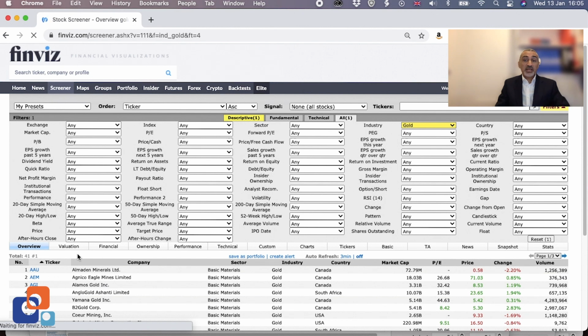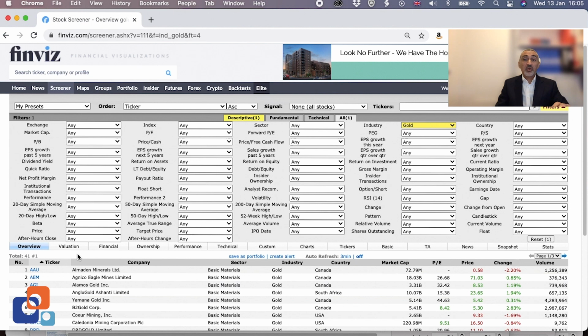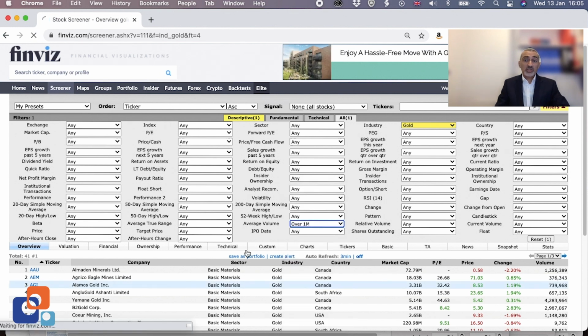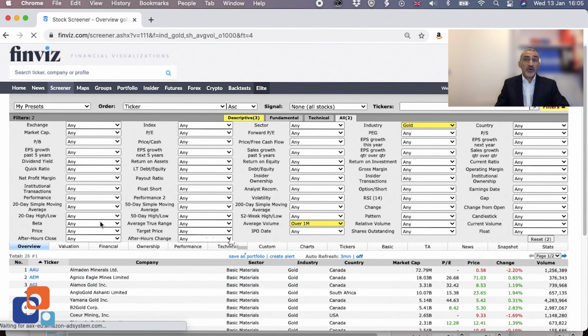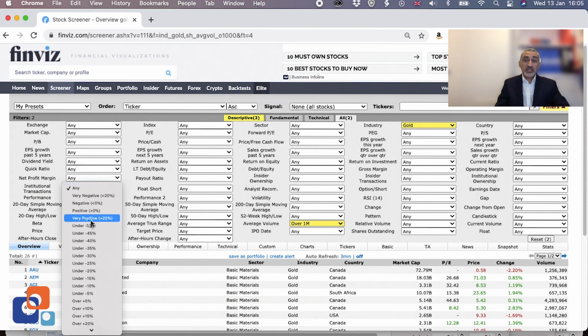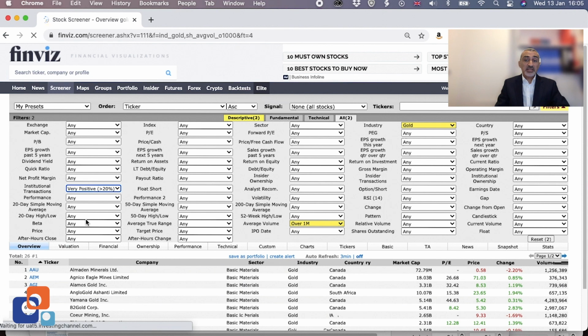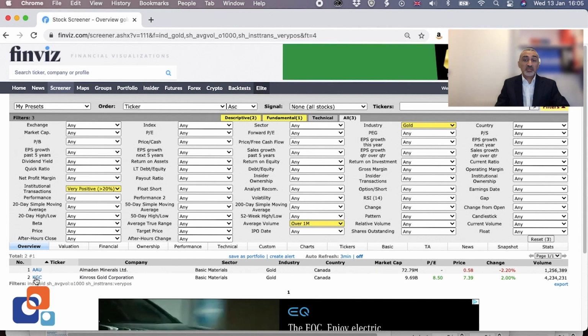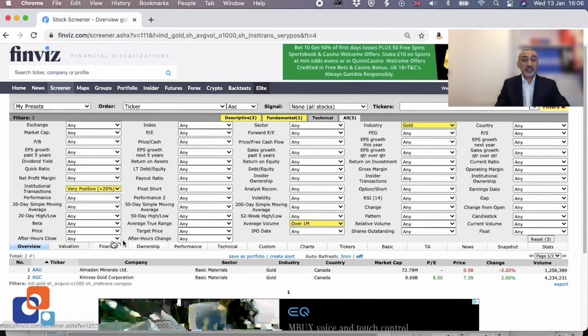Next, I don't want any stocks that are not traded regularly. What I want is a stock that is liquid enough, so I'll choose here the average volume over 1 million, which means that we only want stocks that trade at least 1 million shares every day. I also don't want stocks that are dominated by retail traders because they can be irrational. So from these institutional transactions, I'll choose very positive, which means that institutions trade this stock regularly and at least 20% of the traded volume. Now we can see that the list has gone down to 2 only, but we're not finished yet.